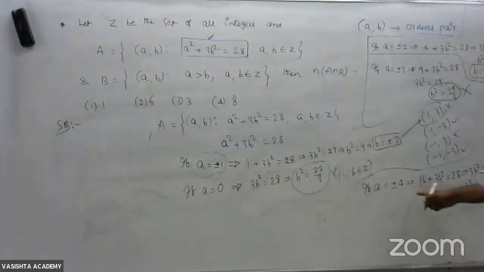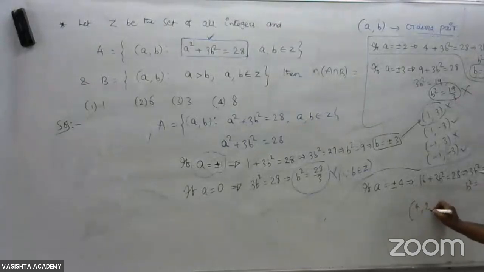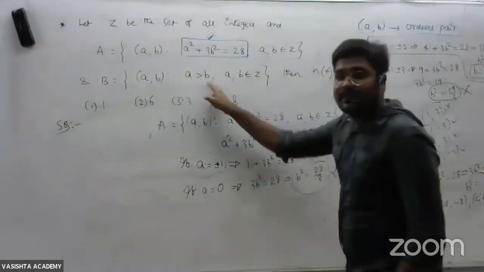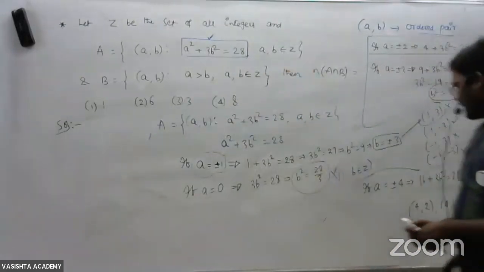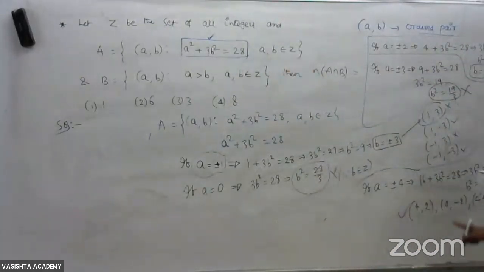It is possible. Now can you tell me what will be the combinations you will get here? 4 comma 2, 4 comma minus 2, minus 4 comma 2, minus 4 comma minus 2. But I need to take only a greater than b. Isn't it? You have to consider b also because we are finding a intersection. Understood? A greater than b. I can take this one. This one also I can take. This one, a greater than b. This is wrong. What about this one? Wrong. Because minus 4 is not greater than minus 2. Minus 4 is less than minus 2. Is it correct? So here also we got two possibilities.